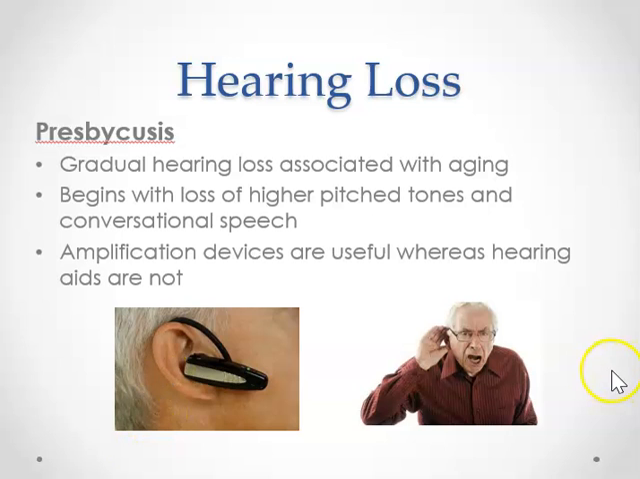Presbycusis. So with aging, the hair cells degenerate, and this produces a progressive sensory hearing loss. Hearing loss that makes speech discrimination difficult, especially if it's a noisy environment. Hearing aids usually are not helpful with these because they magnify both speech and background noise.